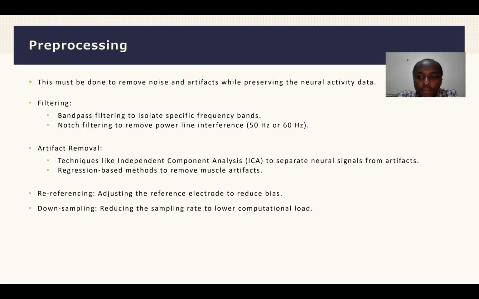Then the artifact removal. Techniques like independent component analysis and regression methods can help remove unwanted artifacts. So the next thing talks about the feature extraction, which extracts useful characteristics such as power spectral density, entropy, coherence, and wavelet coefficients. So the next part I'm going to talk about is the classification and machine learning.